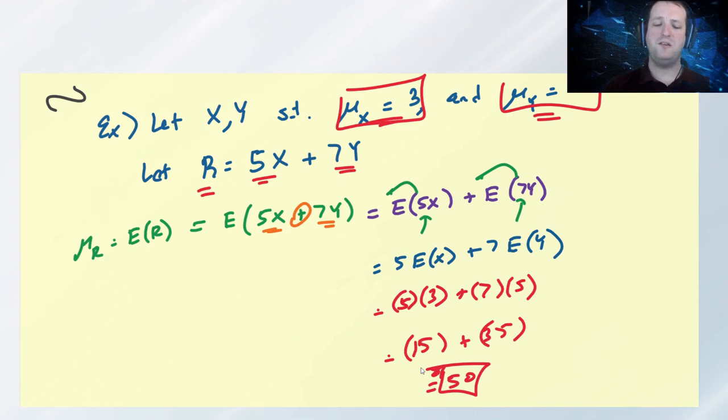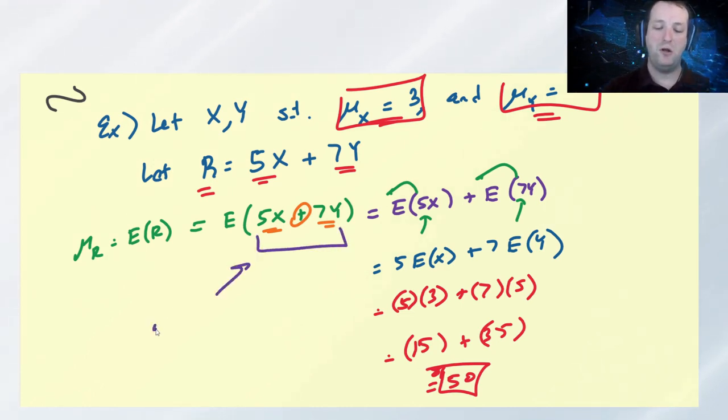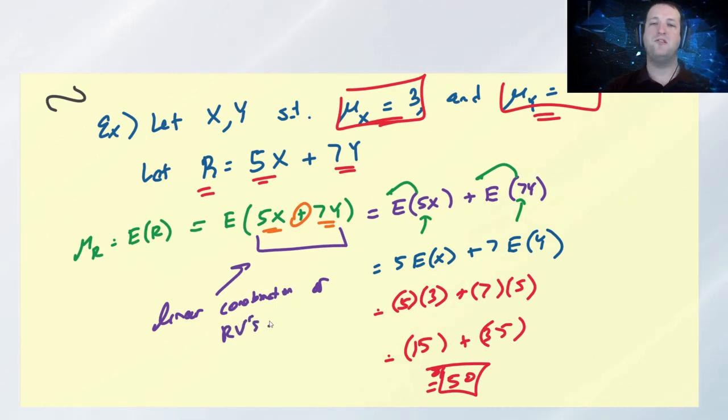Okay, so that's a nice little property, and sometimes we call this a linear combination of random variables. And expected value across linear combinations is actually pretty easy.